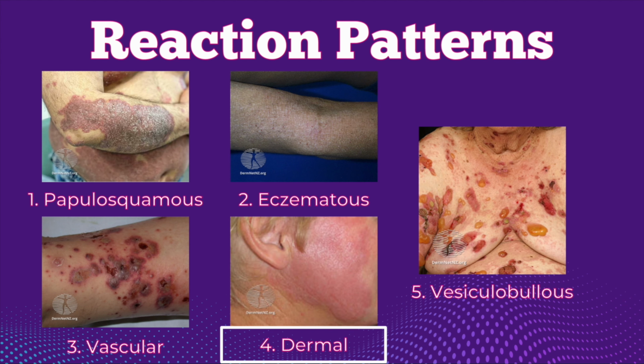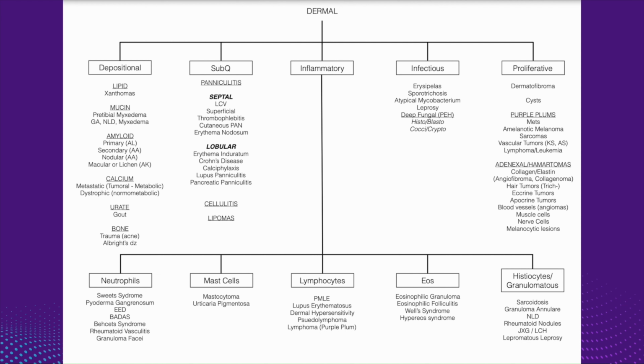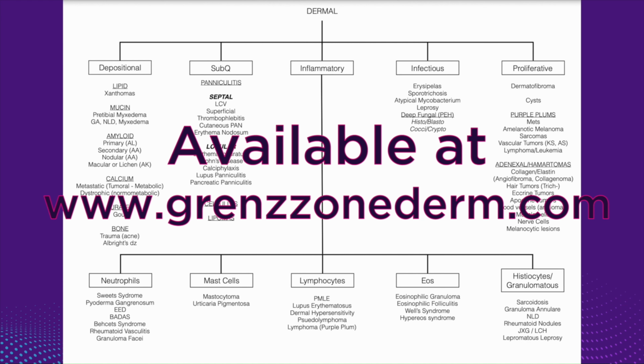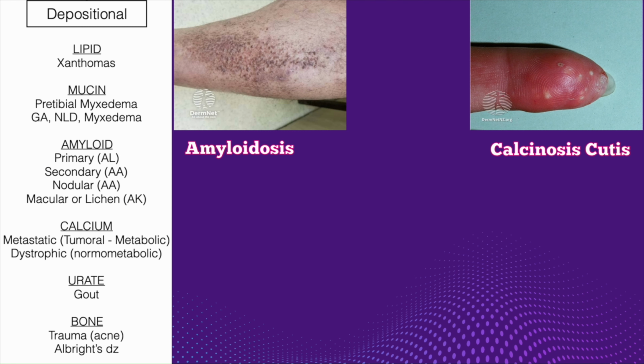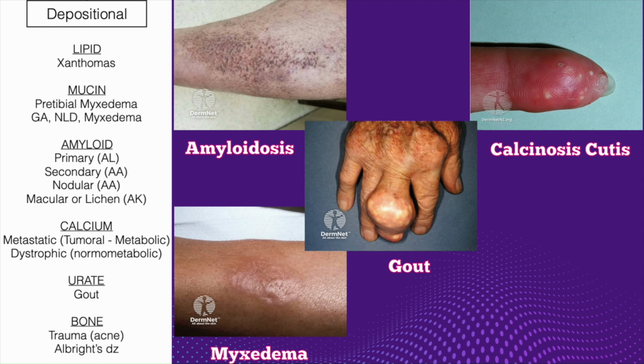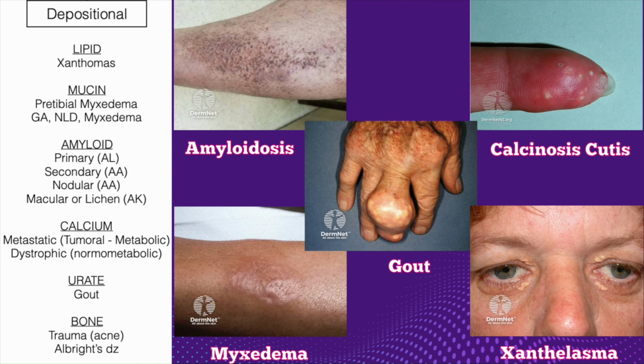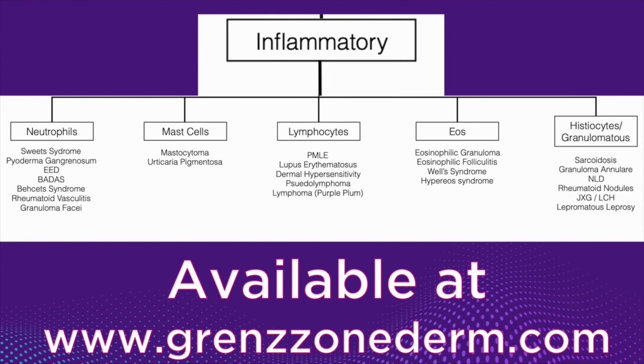Our fourth reaction pattern will be the dermal disorders. These are further broken down based on the type of inflammatory cells present, or as depositional disorders such as amyloidosis, calcium deposits as in calcinosis cutis, urate deposits as in gout, mucin deposits as in myxedema, and lipid deposits as seen in xanthelasma. The dermal subcategories based on the inflammatory cells present include histiocytic, lymphocytic, neutrophilic, eosinophilic, and mast cell disorders. So let's go over these real quick.